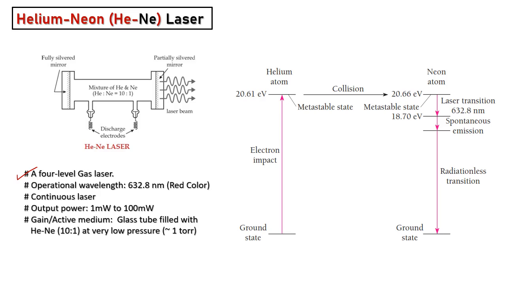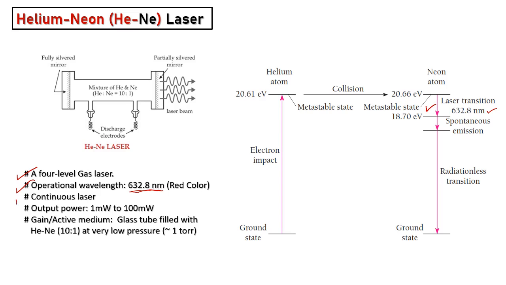The second one is the operational wavelength of this helium neon laser, which is around 632.8 nanometer, which is 6328 angstrom. We know that this comes in the red region of the visible spectrum, so naturally the lasing output is going to be red. As you can see here, this is the region where the laser transition of 632.8 nanometer comes.